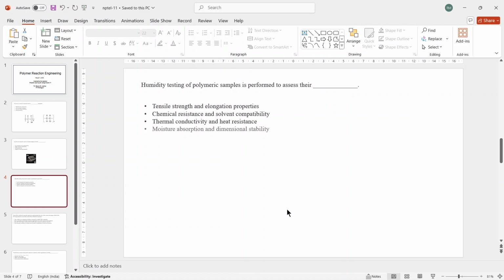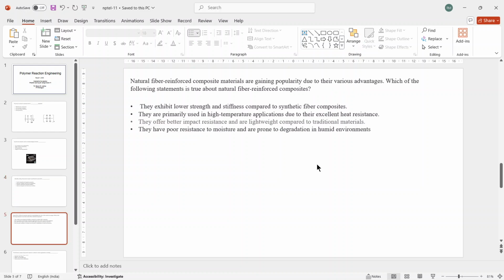by the nylon itself. And dimensional stability, because when the water is absorbed by the polymer, it starts swelling. And that polymer swelling is actually not really good for the polymer itself. And it can make the polymer not perform well to its maximum potential for whatever application you're using. So that's why moisture absorption and dimensional stability are one of the parameters for the humidity testing for the polymeric samples.